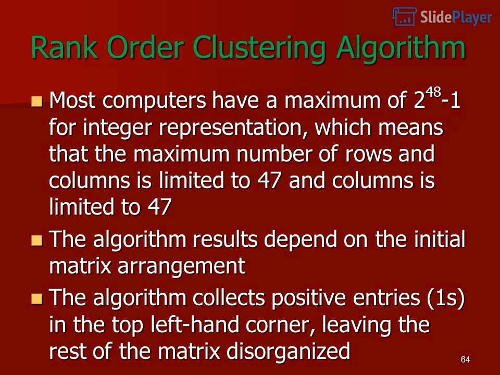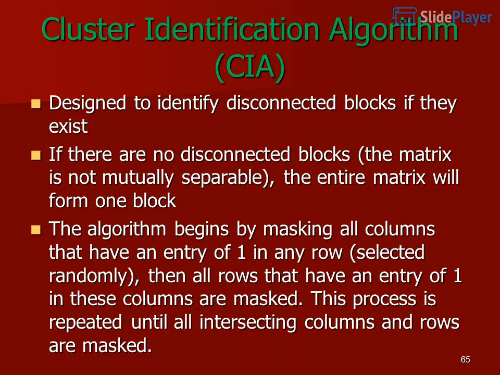The algorithm results depend on the initial matrix arrangement. The algorithm collects positive entries, ones, in the top left-hand corner, leaving the rest of the matrix disorganized. Cluster identification algorithm, CIA. Designed to identify disconnected blocks if they exist. If there are no disconnected blocks, the matrix is not mutually separable. The entire matrix will form one block.